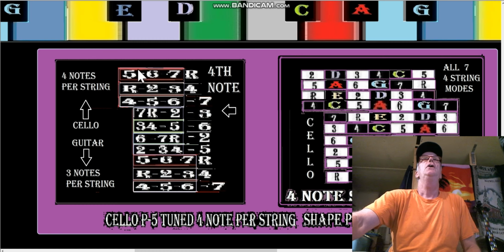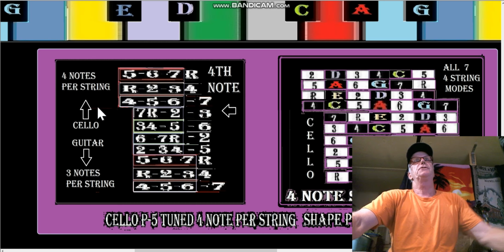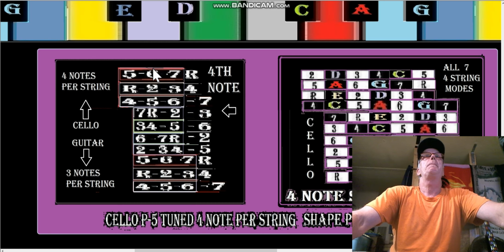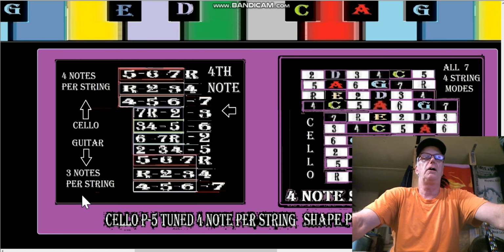But for our purpose, the cello is going to go up, and then the guitar would go down at 3 notes per string. Okay, the cello goes up at 4 notes per string, but the first 3 of those 4 notes is the exact mirror image of the guitar.